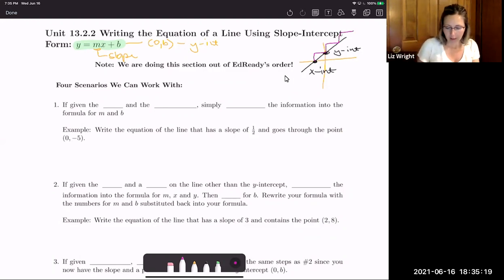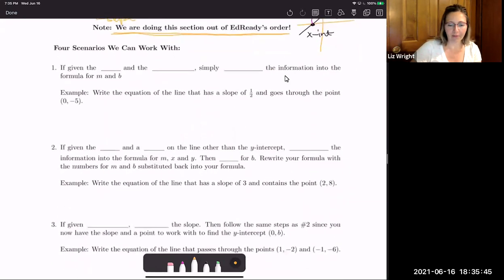Another note: we are doing this section out of Ed Ready's Order 2. Sometimes they change up the order, sometimes they don't, in terms of how I teach the topics in the graphing unit. So just be careful when you're doing your homework. Make sure that you are looking specifically for the writing the equation of a line topic, and you're doing the practice problems for the correct topic. So just be aware of that.